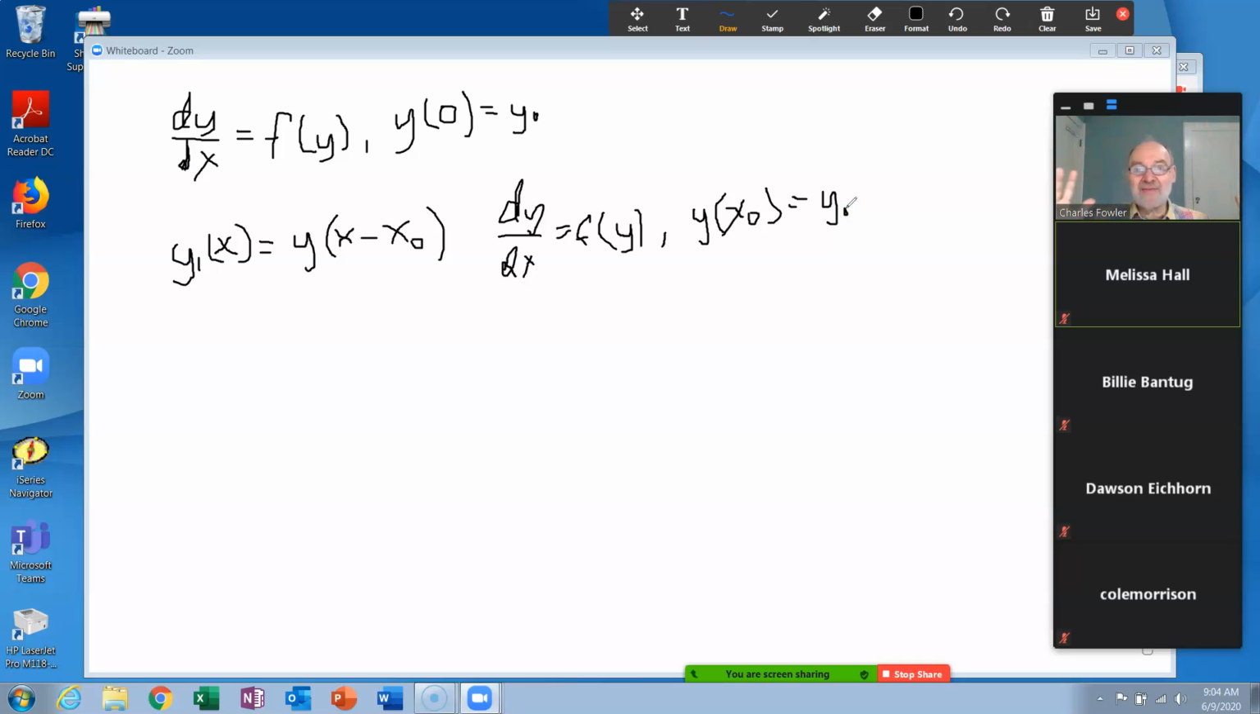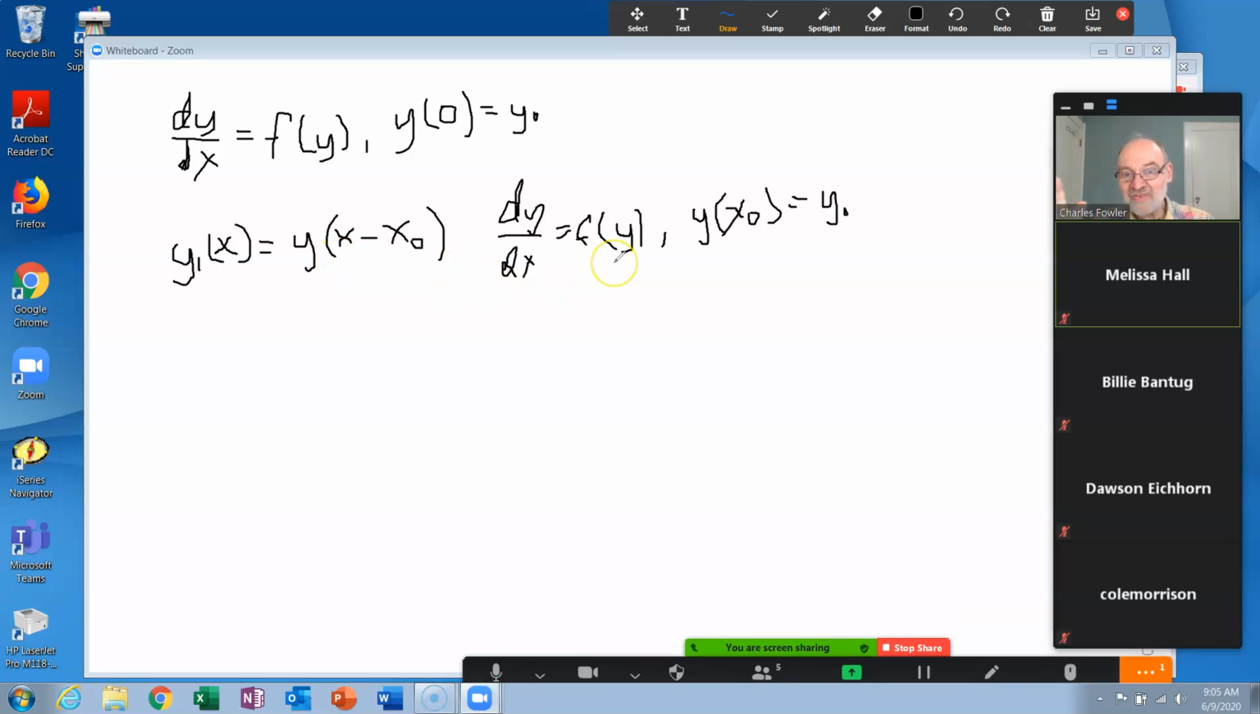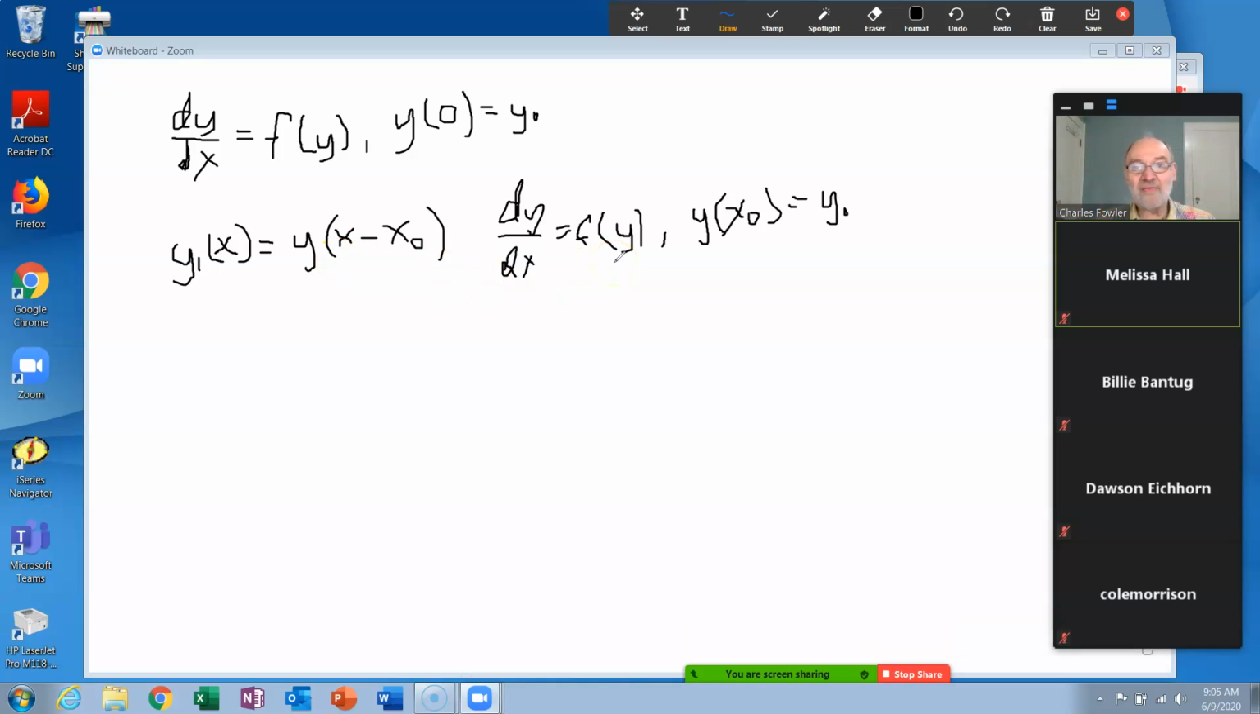Now, if you think back to translations in what you did in pre-calculus algebra, that's exactly what you're doing here. You just shifted your function x0 units to the right if that was positive, or to the left if it was negative. That's all you did. And this is just saying your initial value went x0 units to the right if x0 is positive, and x0 units to the left if x0 is negative. And that's exactly all you've done. And that's what those figures were illustrating above.